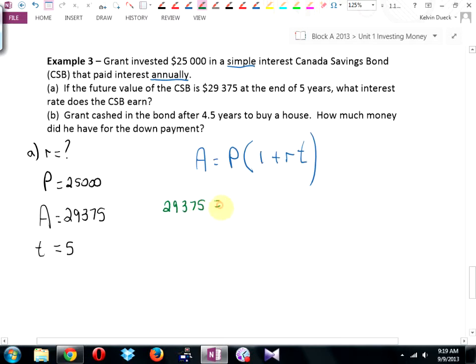29,375 equals 25,000 bracket 1 plus, do I know R? Now, look up for a second. Don't write this down. You could write R times 5, but we don't write R5. How do we normally write that? 5R. Can I do that, please? It looks better. We're used to seeing the coefficient and then the variable.